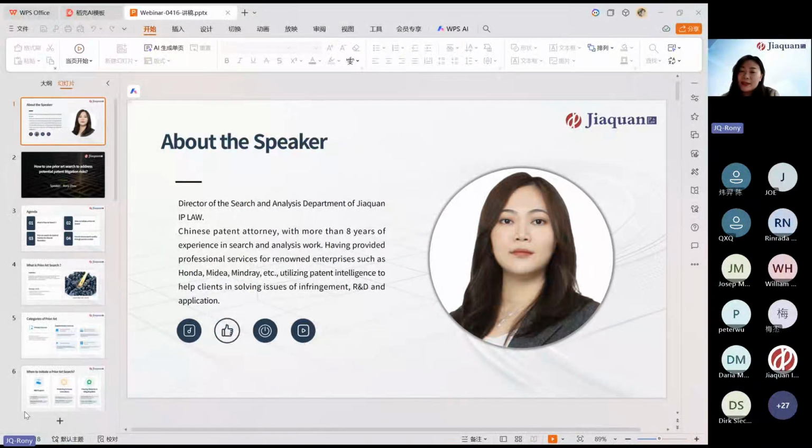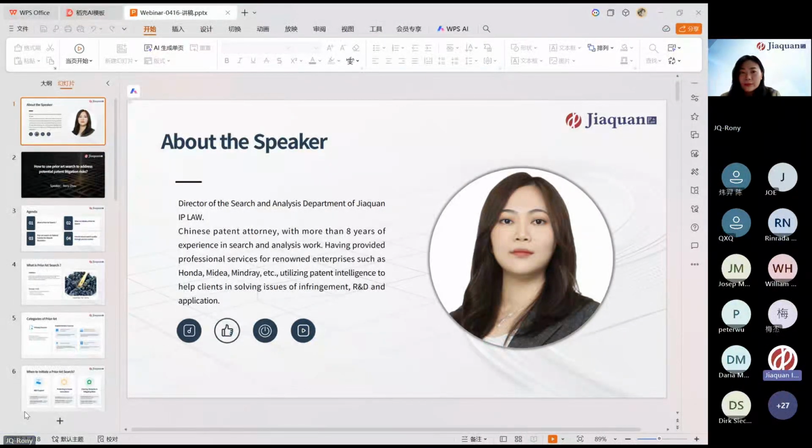that it's easily invalidated. And the third scenario, I think the one most commonly encountered every day, is using prior art searches to reduce infringement risks or address litigation.